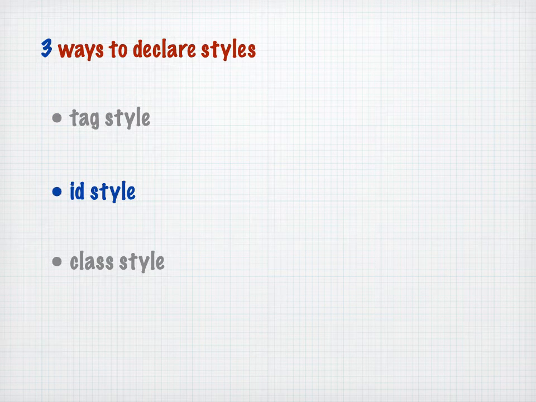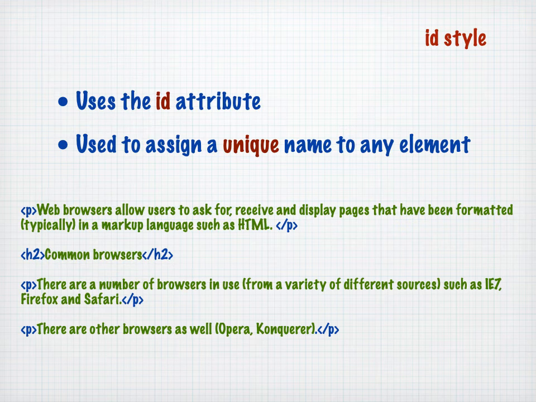Now, id style is a little bit different. And what we do with id is that we can actually create our own names for things, and we can associate a colour or a style to that particular name. What it requires us to do is to use the id attribute. Now these ids have to be unique names, but we just make them up. So let's create a couple of names in here.